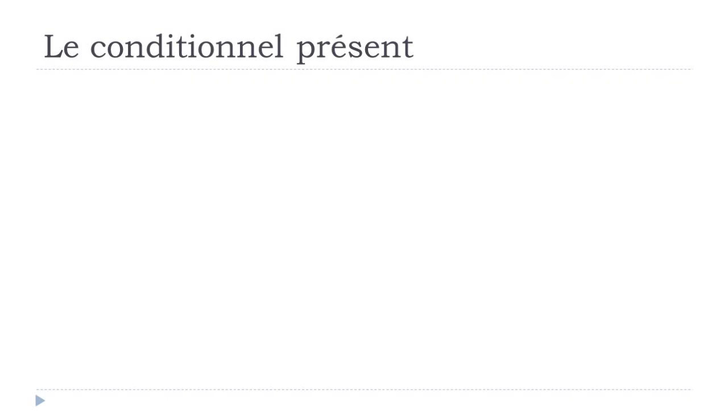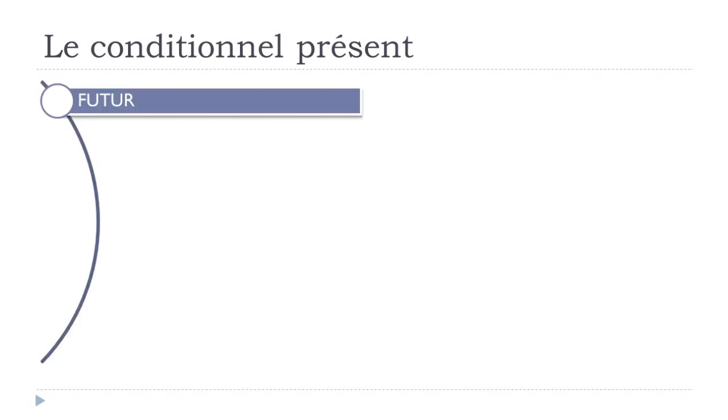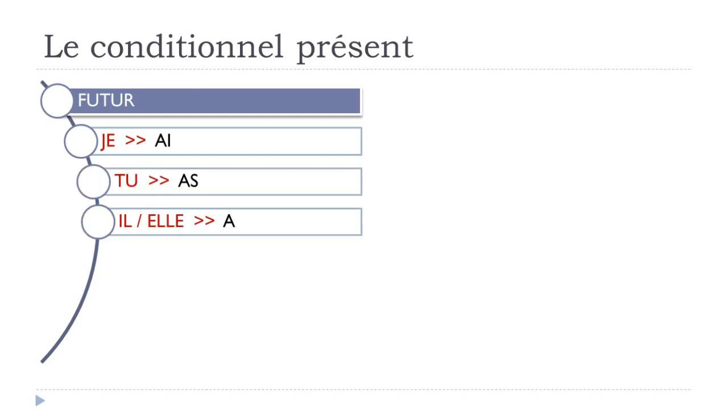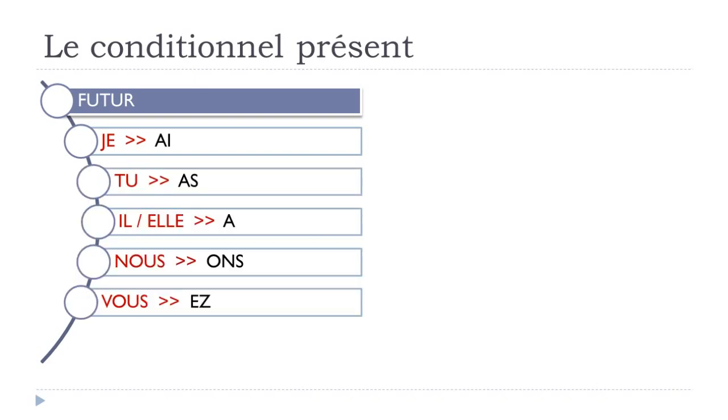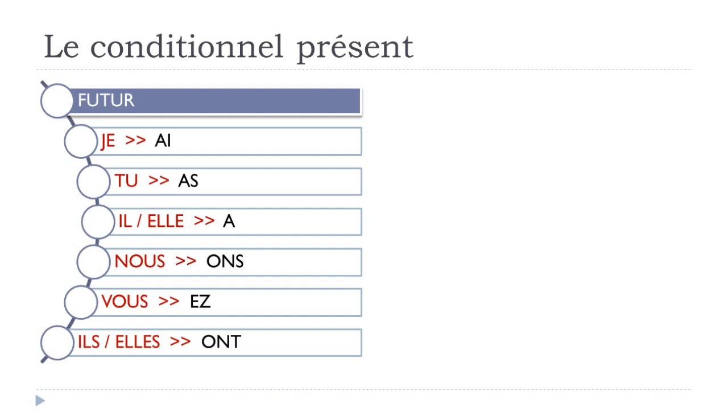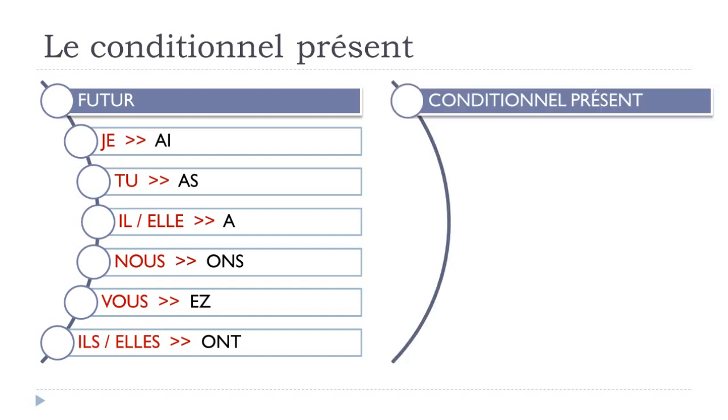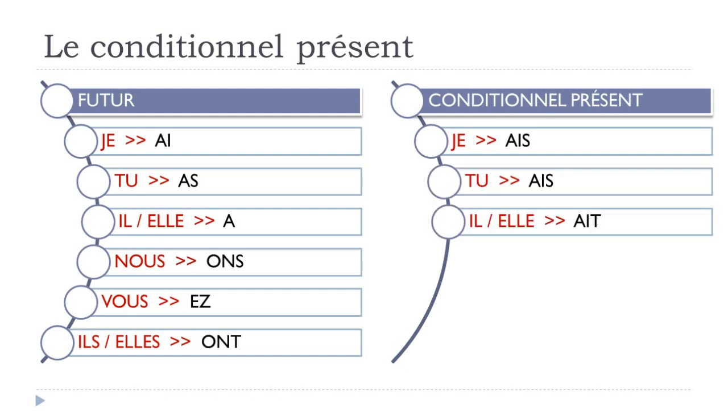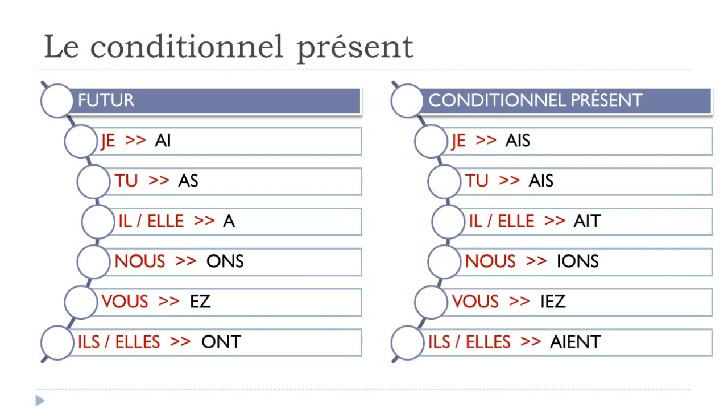Alright, so it was the first thing regarding the conditionnel présent, and as I said, it's quite close to the future, so the important thing is to remember that the endings for the future are AI, AS, A, ONS, EZ, ONT. But for the conditionnel présent, if you remember them, it was AIS, AIS, AIT, IONS, IEZ, AIENT.